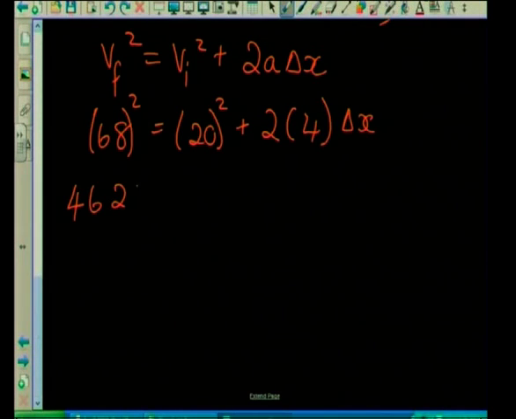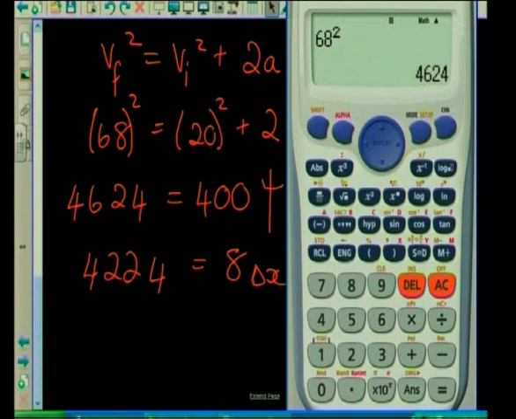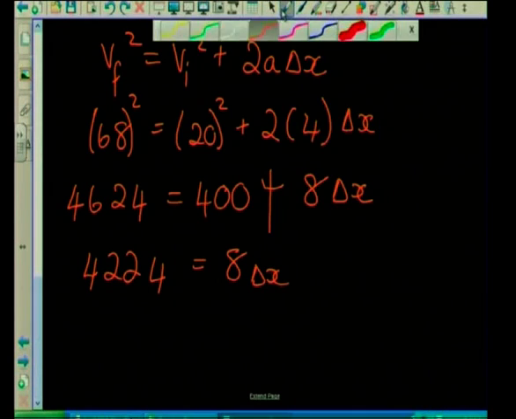So now watch, let's put it over here, is we're going to have 68 squared, 4,624, 20 squared is 400, equal to 8 times delta x. We're going to take the 400 over, so it's 4,624 minus 400, so that's 4,224. Sorry, that should be a plus sign, not an equal. Okay, equals 8 delta x. So if we go 4,224 divided by 8, look at that, 528.